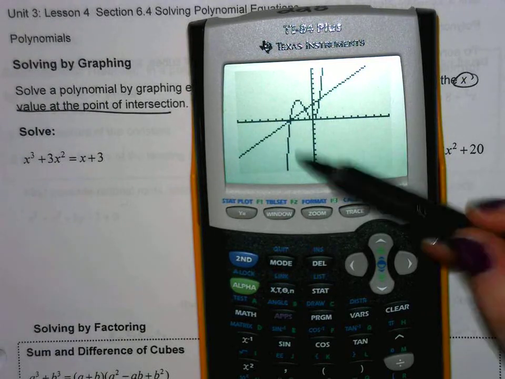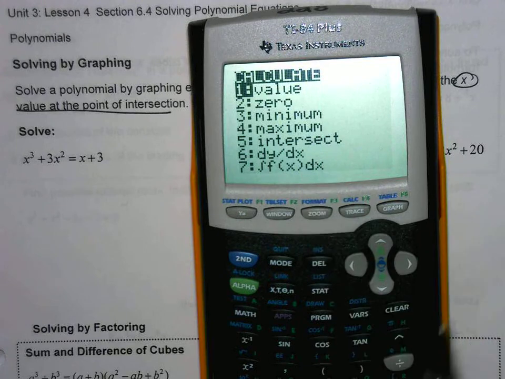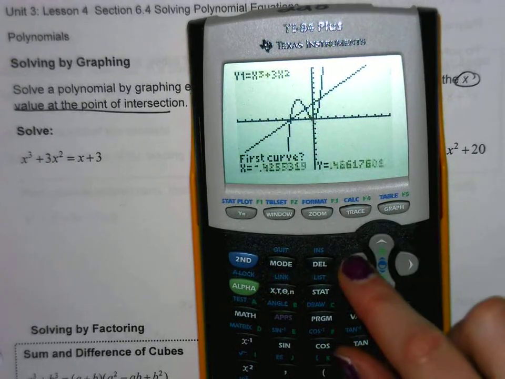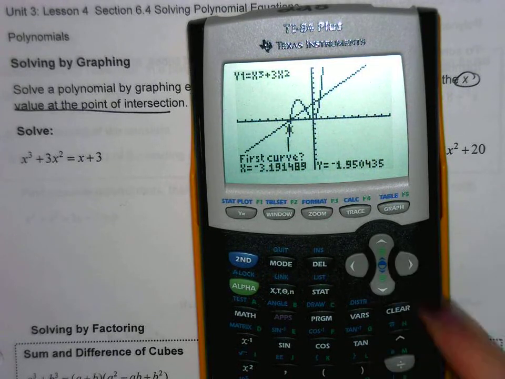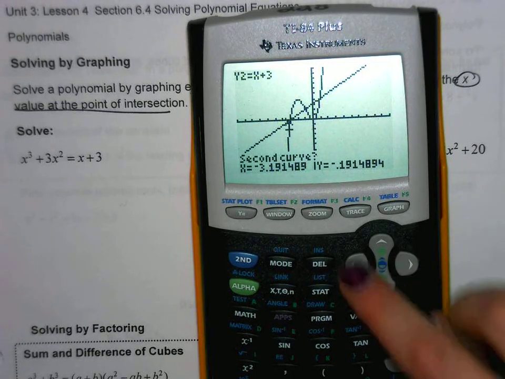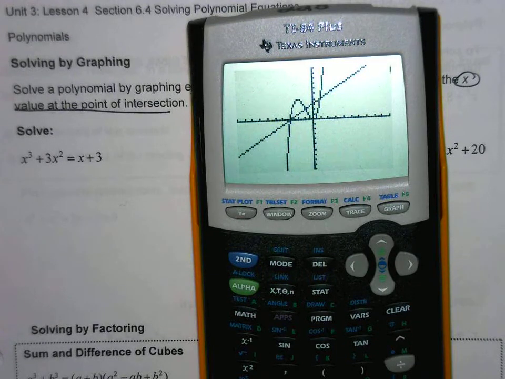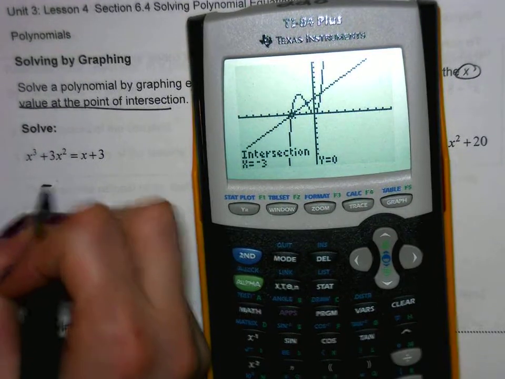So in order to get that, let's first find this one. So we want to hit second trace. We want to find the intersection, so number 5. So the first curve, we're on that first equation, and I just want to get closer to that point, hit enter. Now I'm on my second line, hit enter, and then guess. So our first intersection is at a -3.